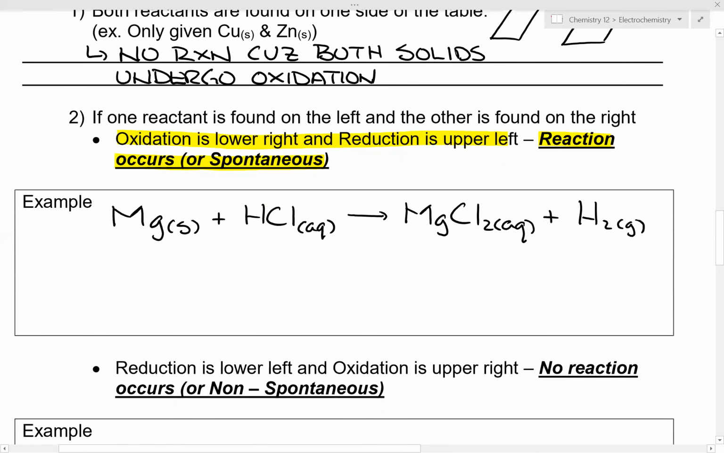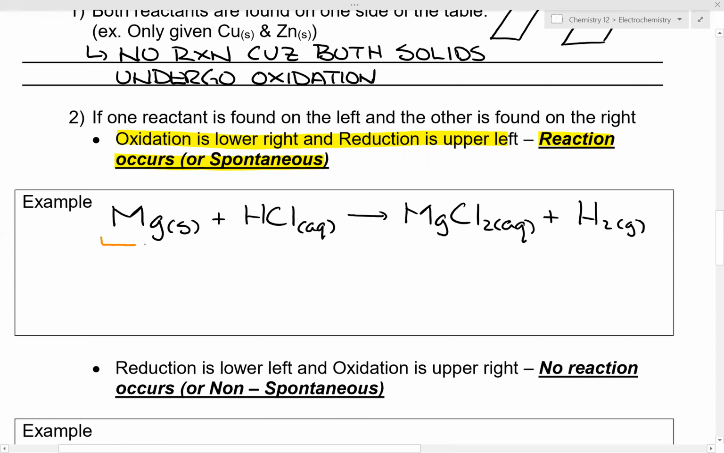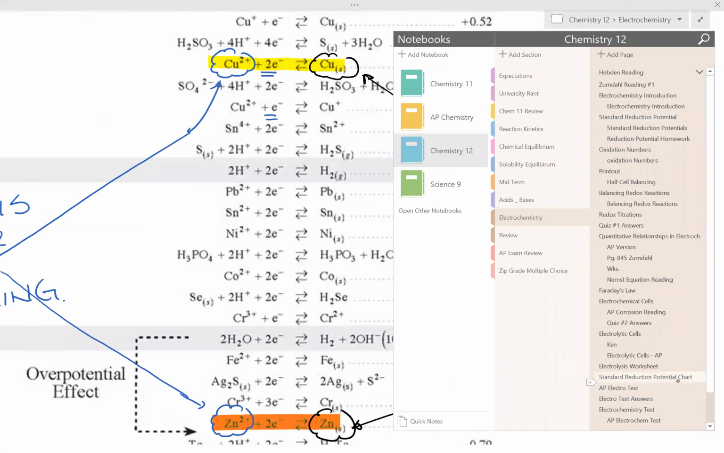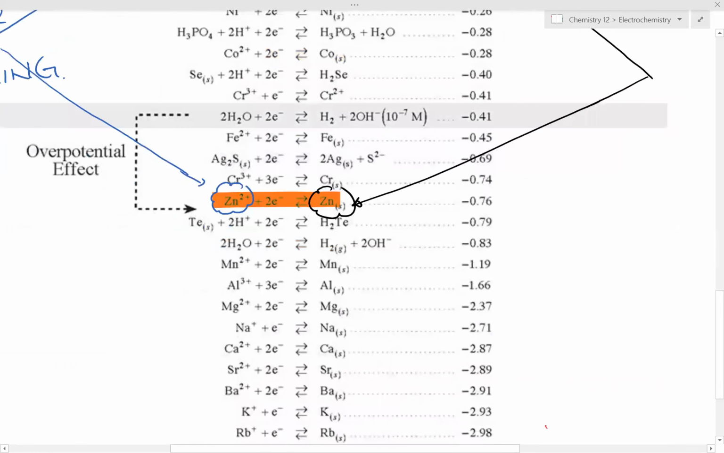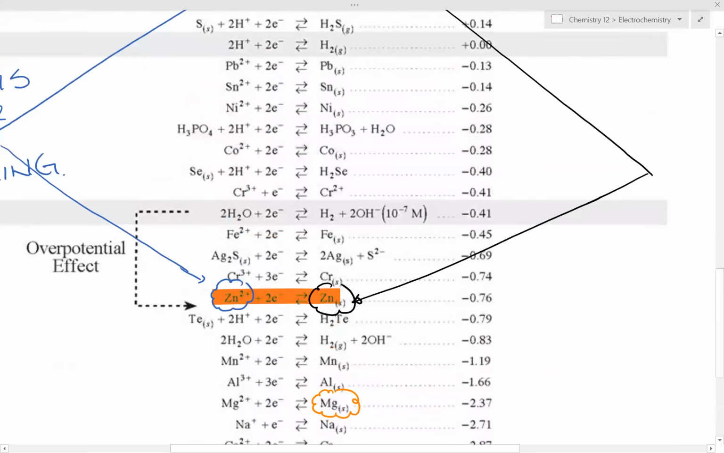Well, what we do is we take a look here. Magnesium is found, where do we find this? This is found on the lower right-hand side. If we take a look at our standard reduction potential table, we have magnesium, which is right here. Now, how about hydrogen?